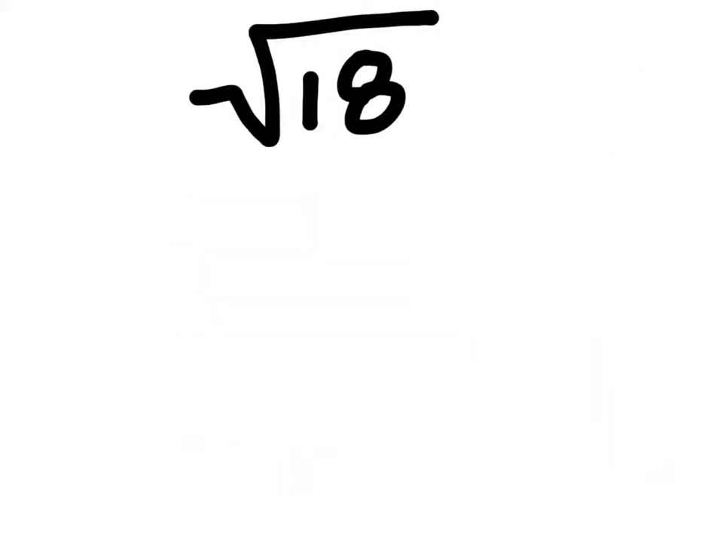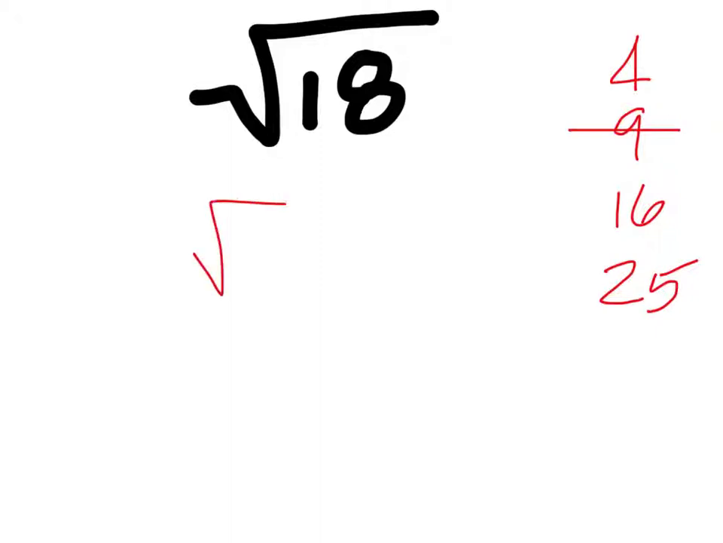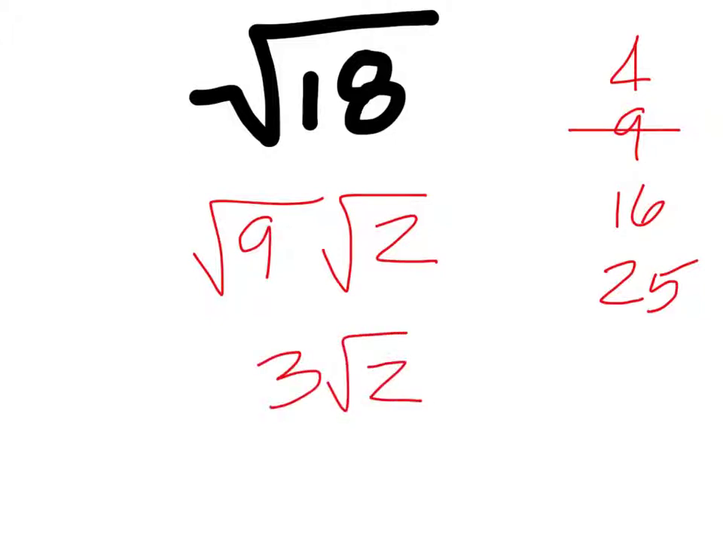There's 18. So 4, 9, 16, 25. What's half of 18? It hits it perfect. So that's the one you're going to use. Square root of 9. 9 times what is 18? Square root of 9 is what? 3 square root of 2 is the simplification of square root of 18.